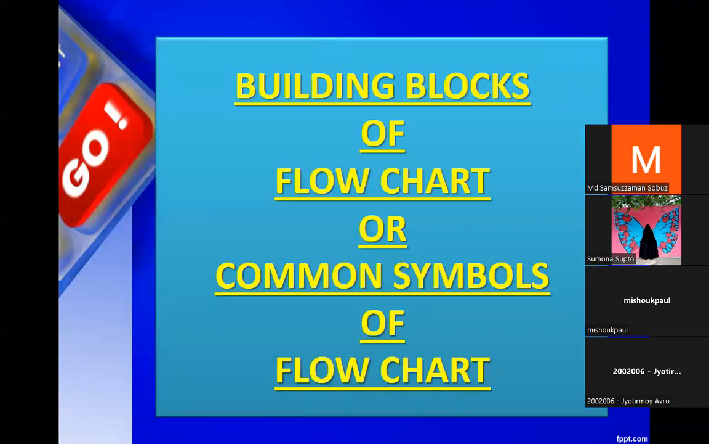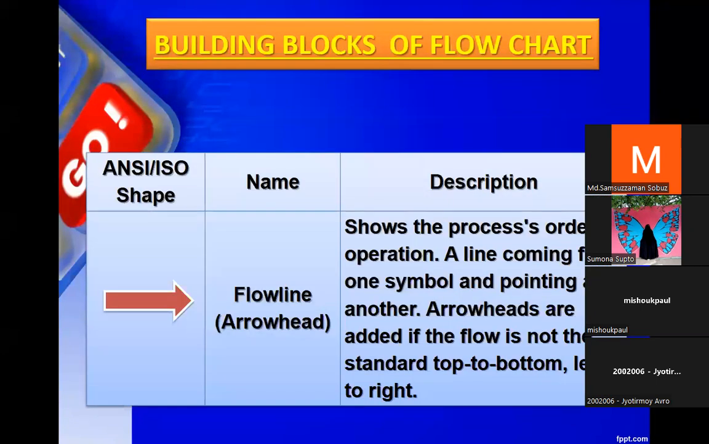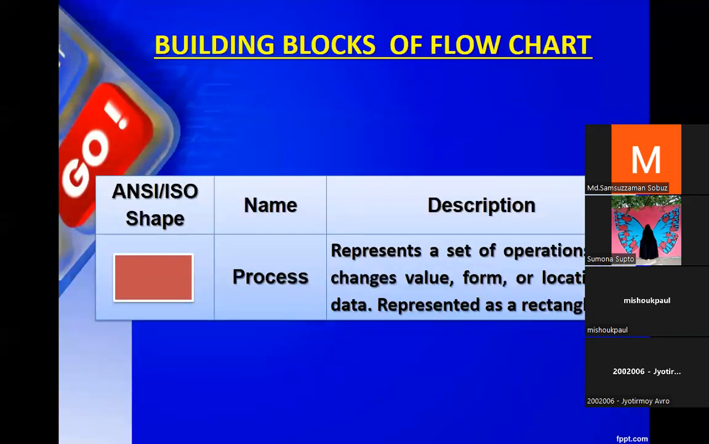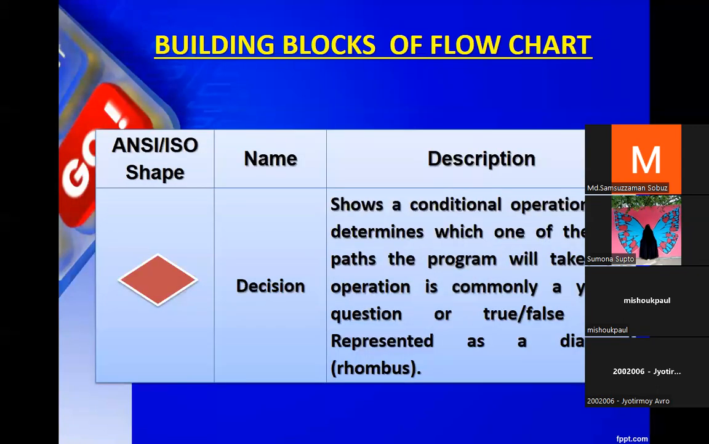So we'll see some basic symbols. Basically, this is the starting symbol, arrow line. This is the terminal symbol. So for start and end, we can use this symbol. This is the process. If we define steps like step one, step two, we can use this symbol. And this symbol for decision making, called the diamond shape, basically shows a conditional operation. That means for an if condition, else condition, or while loop, we can use this to take any decision. That means it shows a conditional operation that determines which one of two paths the diagram will take.